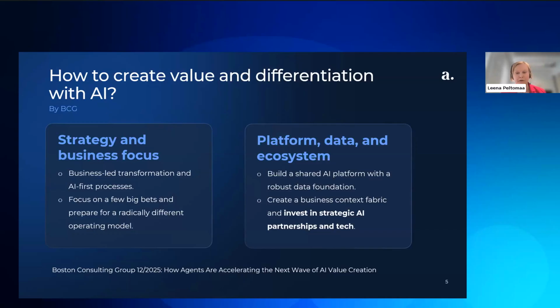At the same time, the common AI platform should be built on a business context, so it should be fine-tuned and customized with the company's and the industry's specific information and data, and for that, of course, you need to have good data available. In addition to that, there should be strategic, so only where it makes sense, type of AI partnerships and technology solutions.